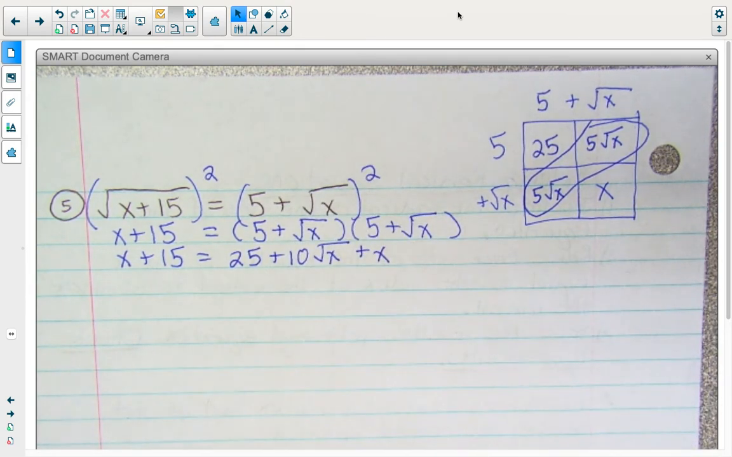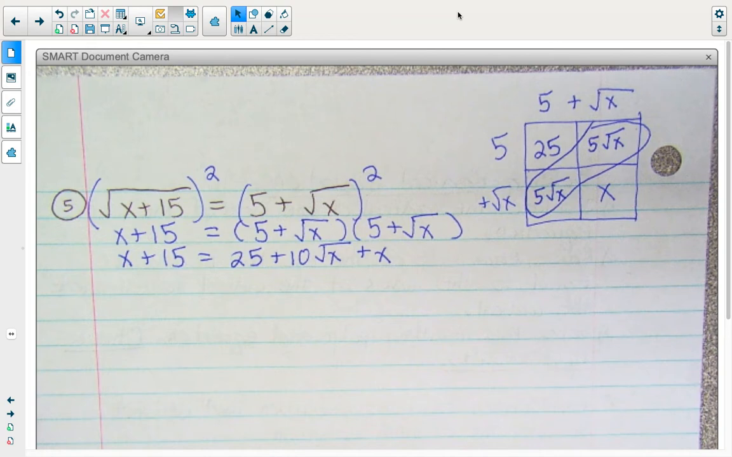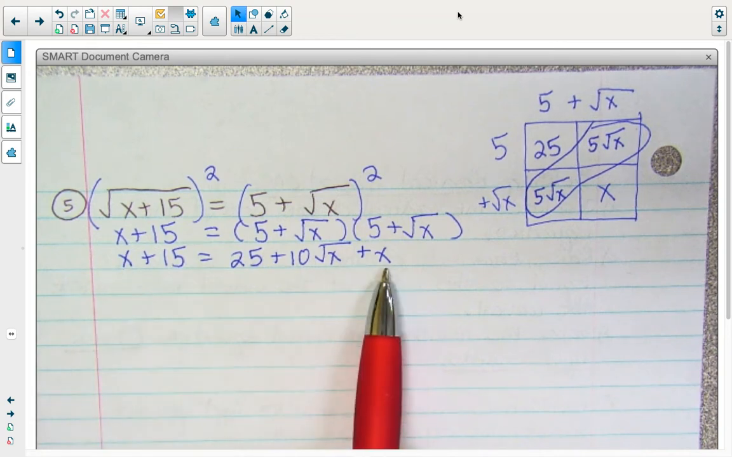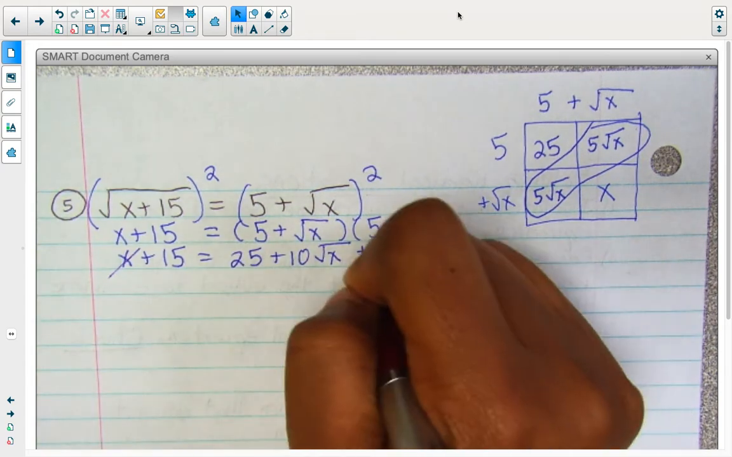So as you see already, this problem is a lot longer than the other ones because I had square roots on both sides of the equal sign. The square root only canceled on the left side, but it did not cancel on the right side. Now we're still trying to get x by itself, but I have multiple x's. Anytime in math you have the same thing on opposite sides, they're going to cancel. So I got an x here and I got an x here that I can go ahead and cross out.